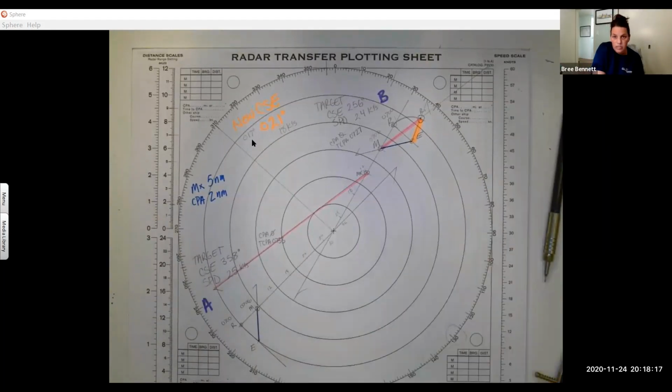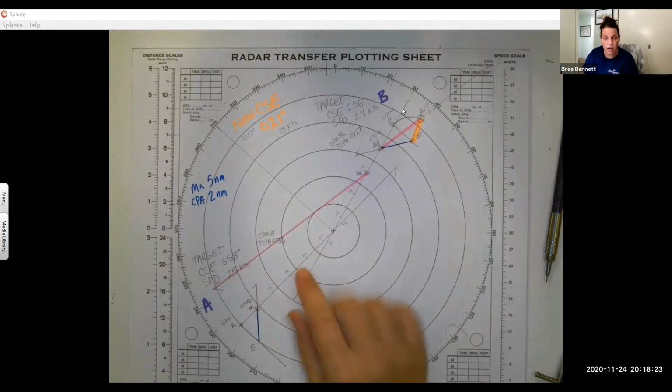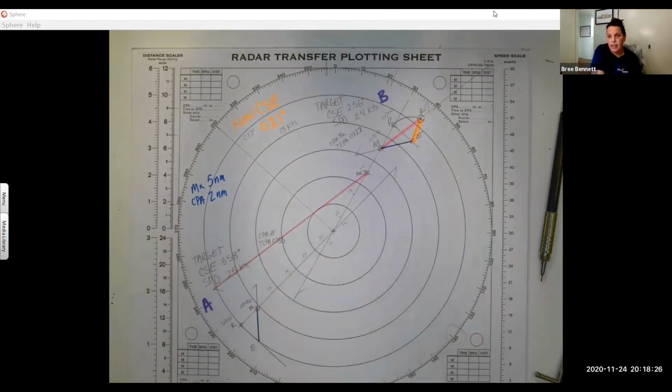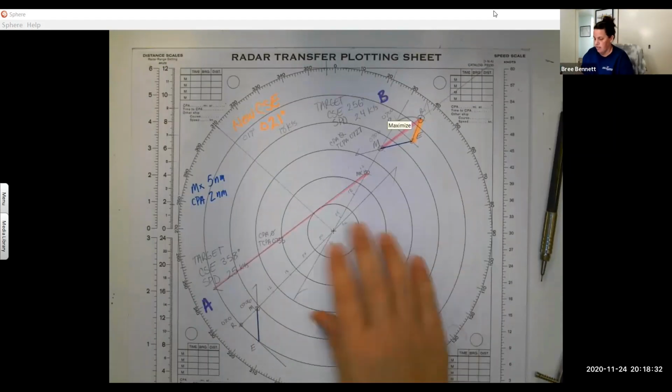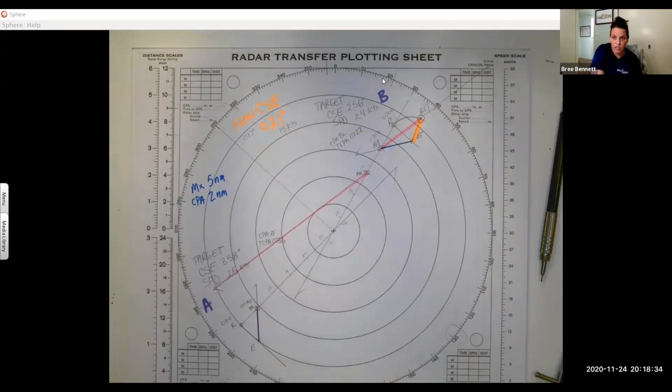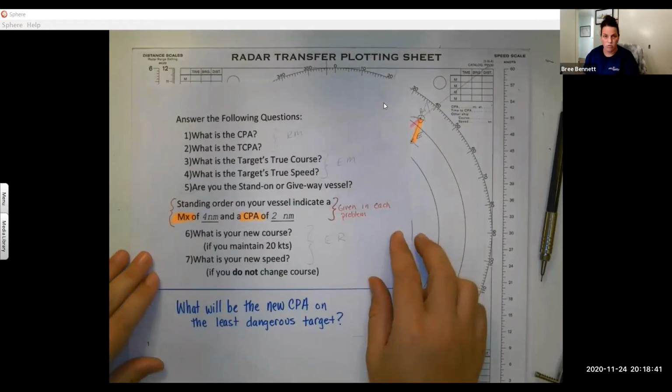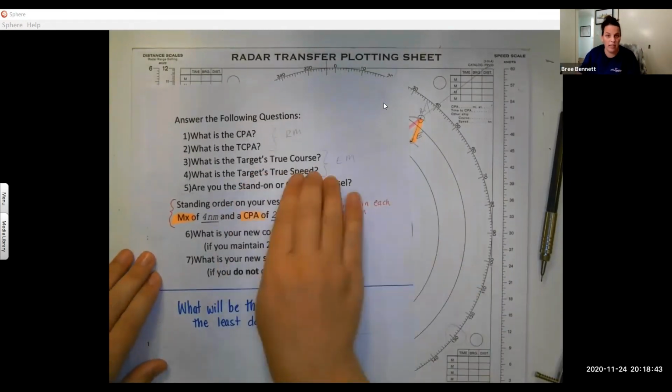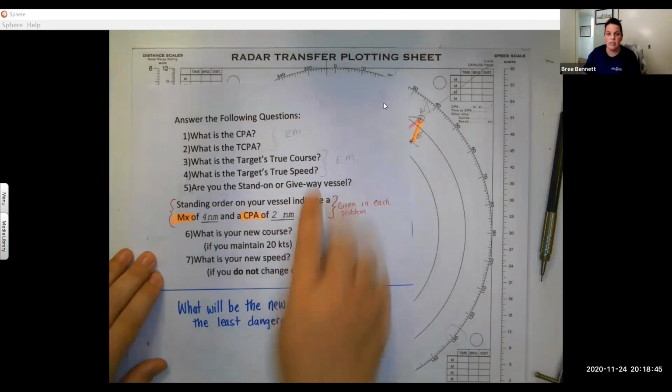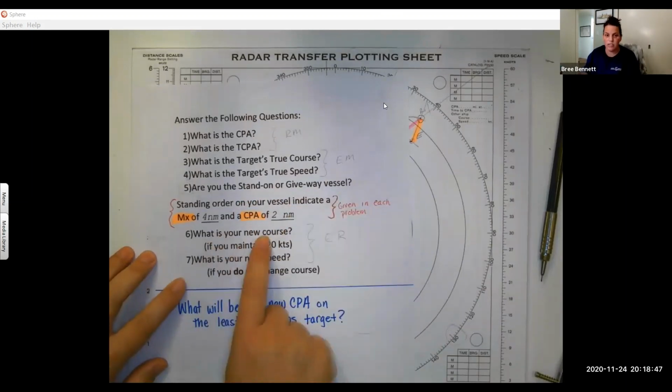So Louise just asked, I'm going to answer his question here. On the plot or on the homework assignments, the questions are phrased a little bit differently than how I phrase them. I try not to use as many acronyms, so I ask, what is the target's true speed and the target's true course? What is your new course? What is your new speed?